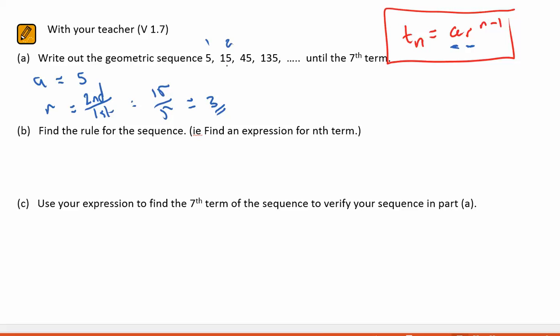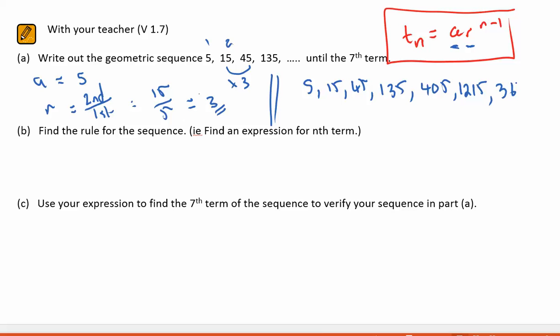And you can see, to get from 15 to 45, we multiply it by 3. To write out the sequence, it's probably easier, rather than writing the expression, just to write it up as a pattern. So 45 times 3, times 3 again, 3645, and that will continue on.